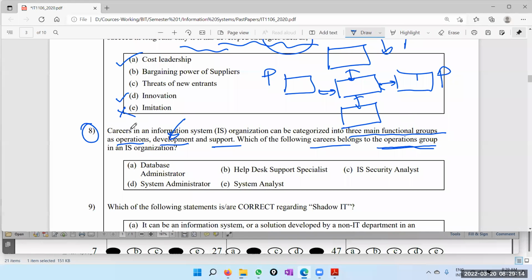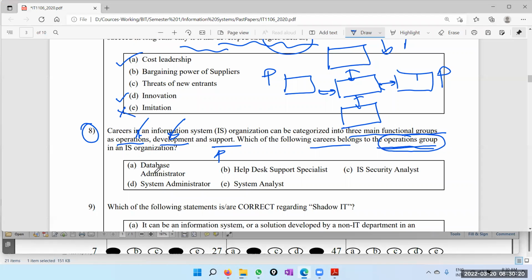Right. So operations means they are involved in operating the system. So that is pretty much the data entry operators, and so on. Then support means support for the users. Right. In case you can't log into the system, you must get some support from the supporting staff, etc. Okay, right. So the question is, which careers belong to operations.